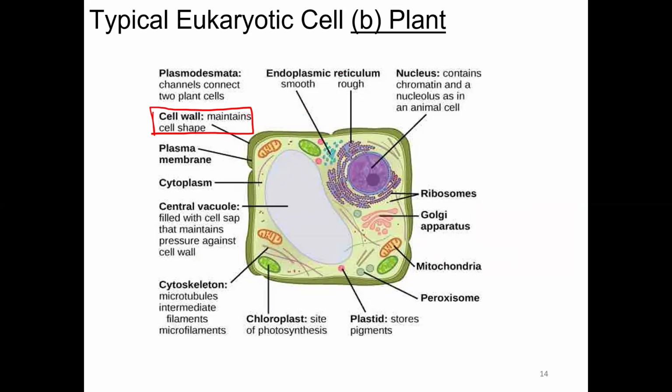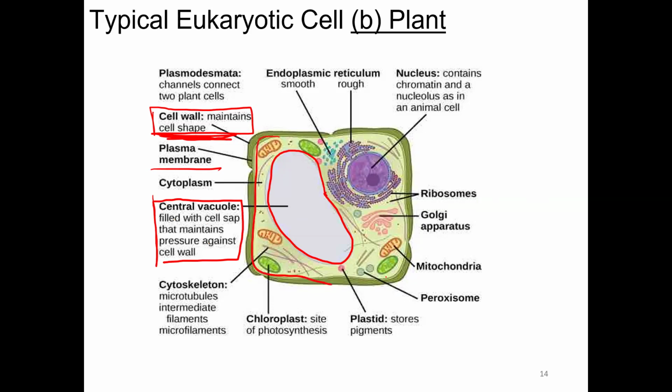When it comes to plant cells, they are going to have a cell wall. That is going to be unique to them, and they are going to be much more rigid. This is what helps plants maintain their shape. They are also going to have a cell membrane, or in this case, a plasma membrane. Now, one thing that's going to be different is a vacuole. The vacuole is going to be a big fluid sac, and this is unique to plant cells only. It is going to be filled with cell sap that maintains pressure against the cell wall, again helping maintain its shape.